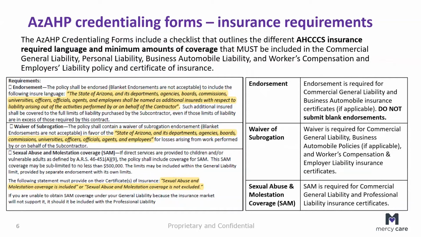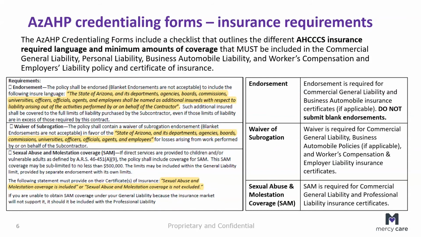The endorsement language is required for both the commercial general liability and the business automobile insurance certificates. Do not submit blank endorsements. The endorsement language that is required is: the state of Arizona and its departments, agencies, boards, commissions, universities, officers, officials, agents, and employees shall be named as additional insureds with respect to liability arising out of the activities performed by or on behalf of the contractor. It's important that the language is verbatim. This is the required language by AHCCCS.